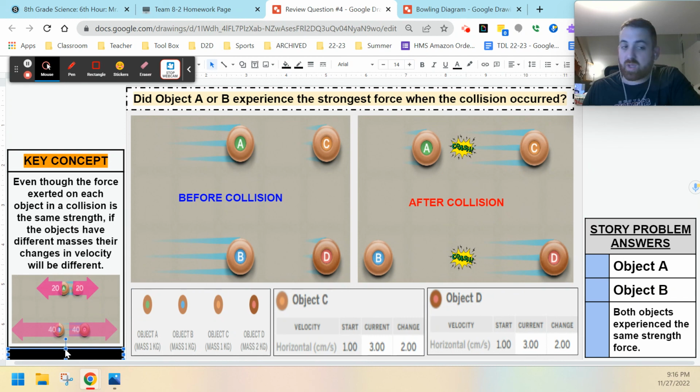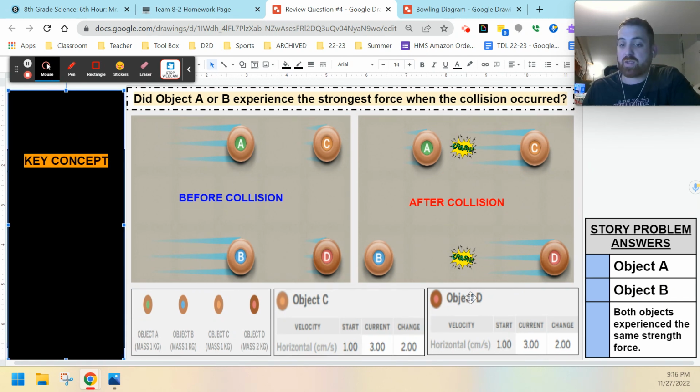So that's how we think about and figure out which objects change the most in a collision based on their velocity. If you have questions, reach out. Otherwise, good luck.